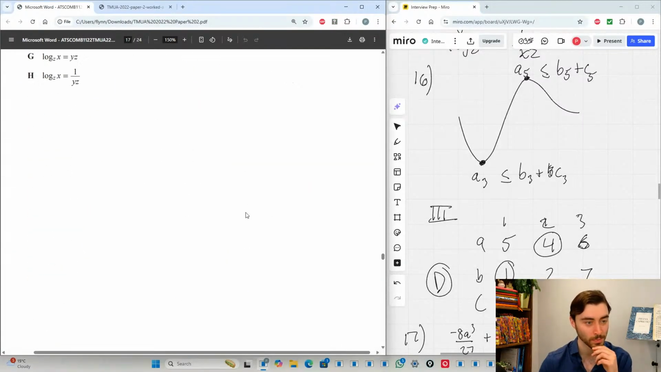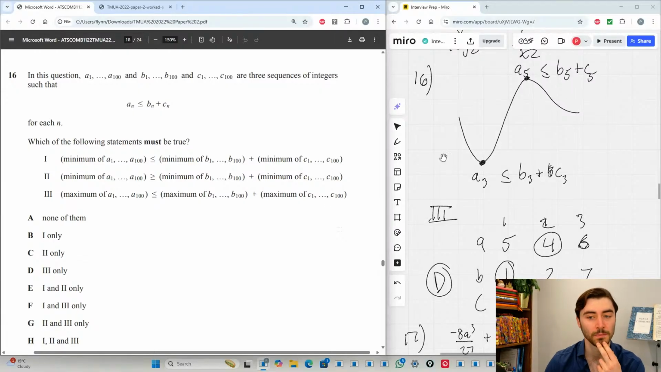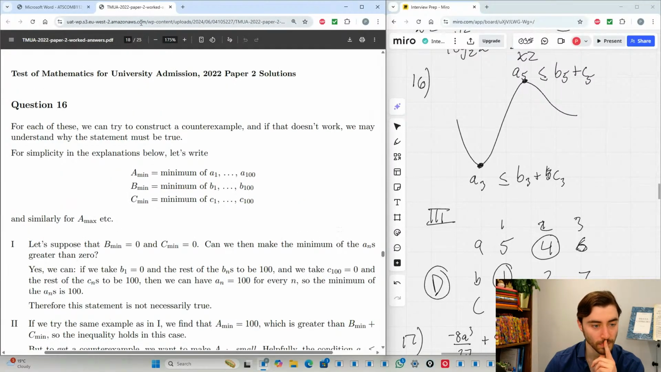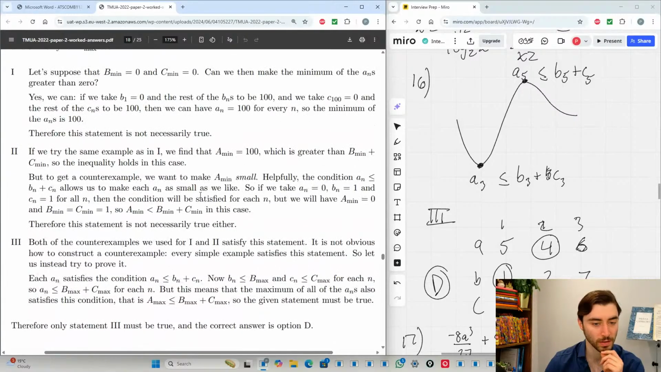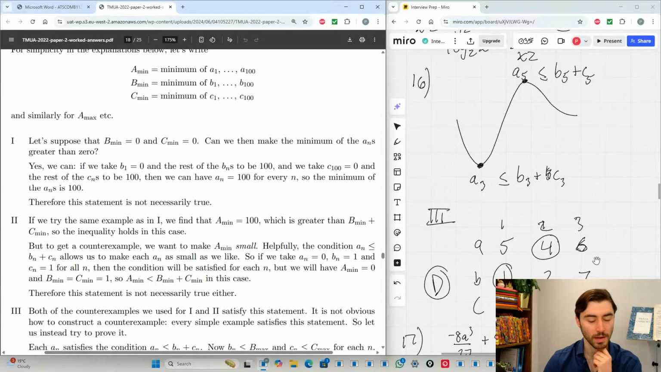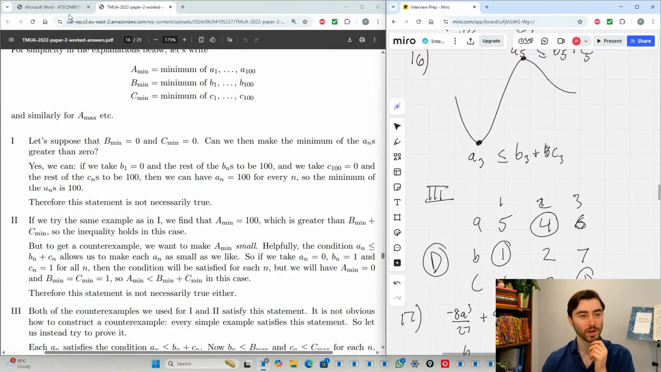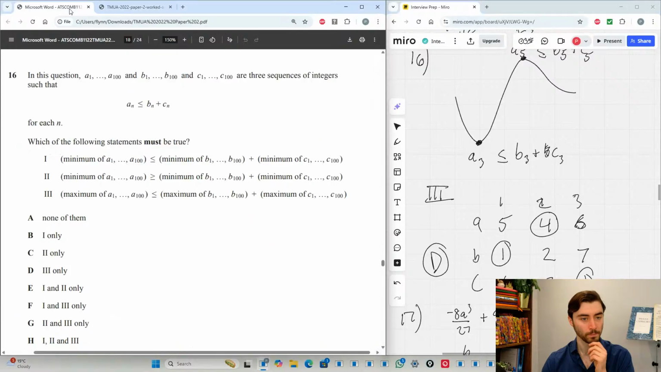Let's go to 16 and do that in a bit more detail. I liked my explanation for the maximum, why that had to be true. I liked my counterexample. Yeah, so that's what I did. I just tried to come up with counterexamples, and I managed to come up with one. So in these examples, where all the other ones have numbers that are all bigger than this, then the minimum A would be 4. But I can engineer it such that the minimum of B is 1 and the minimum of C is 1. And if you add those up, you get 2.